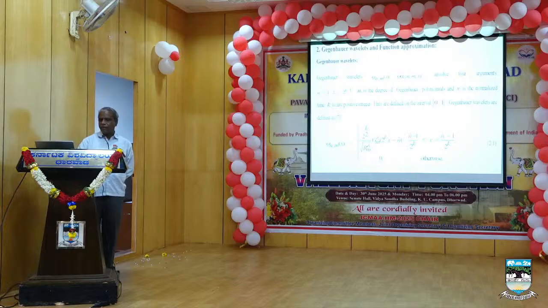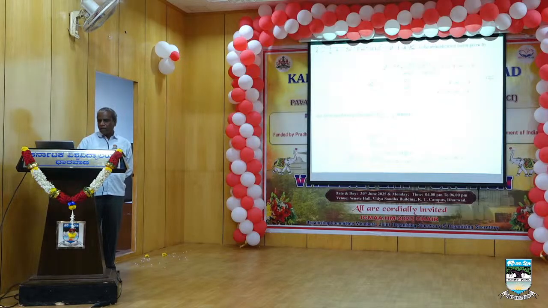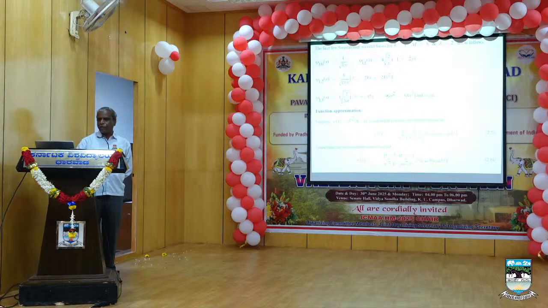Now these are the definitions of wavelets in 2.1, and here the function approximation is given. The first few Gannon-Barr wavelet basis for k equal to 1, m equal to 3 and lambda equal to 2 are as follows. Then the function approximation is given in 2.5, and truncating the infinite series to a finite series is in 2.6.